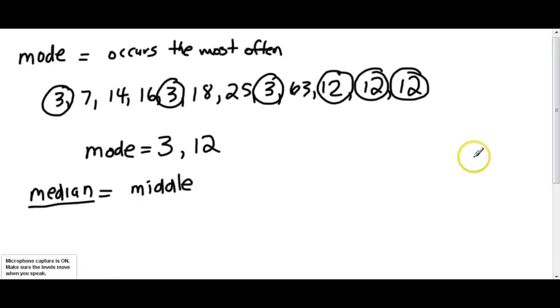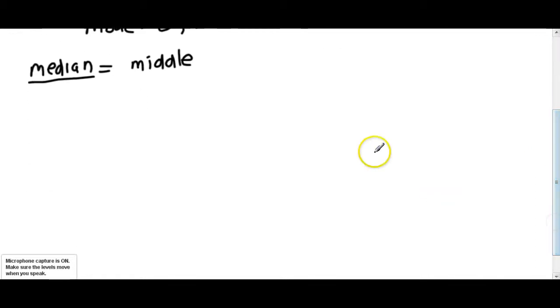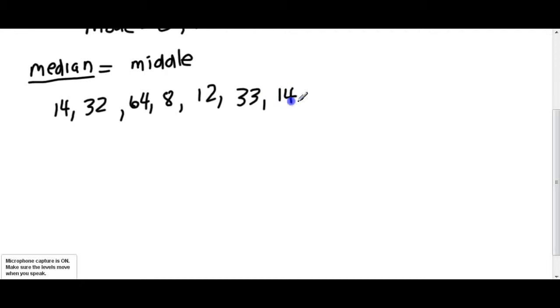So when we're talking about a set of data, let's just write down a list of random numbers. Let's just write down 14, 32, 64, 8, 12, 33, 14, 19, 29, and 37. 1, 2, 3, 4, 5, 6, 7, 8, 9, 10, and let's just write down one more. Let's just say we've got 41. Okay, so we've got a random set of numbers in any kind of order here.